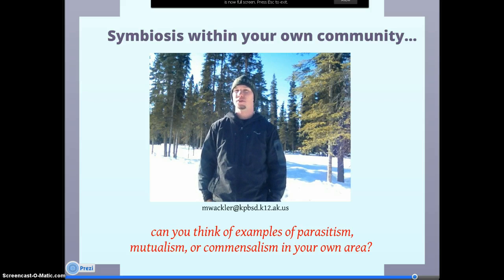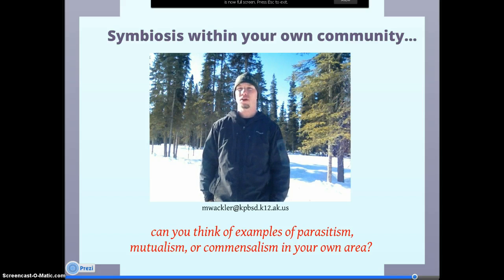After learning about the different types of symbiotic relationships within an ecosystem and seeing a few examples of each, maybe you can think of a few examples of symbiosis in your own community, or perhaps even in your own backyard.